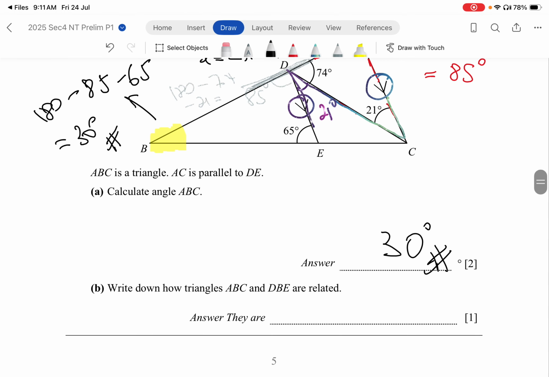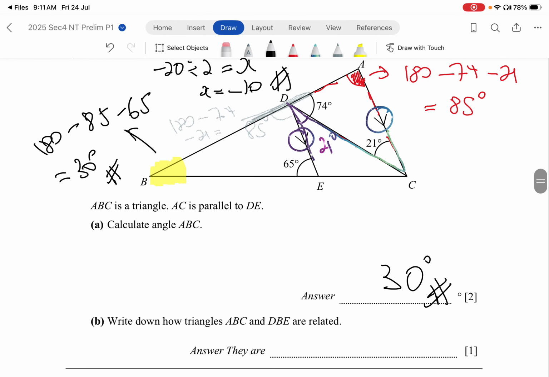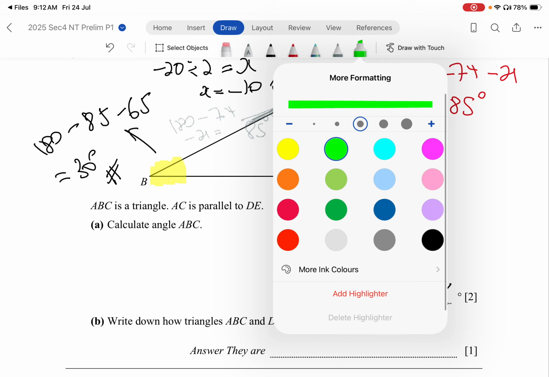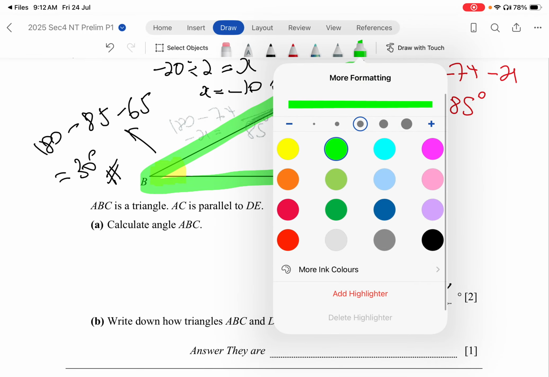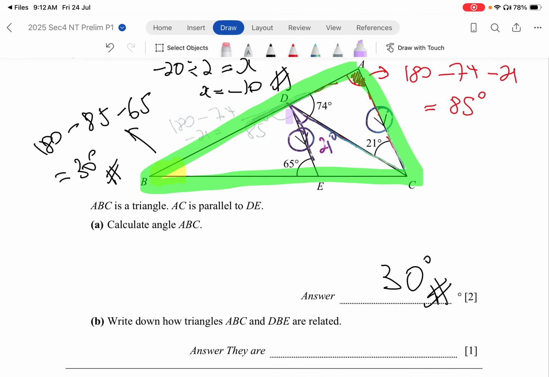Then how are ABC and DCE related? Can you see? ABC and DCE, they have the same angles. They actually have the same angles, so they are similar. Okay, so they are similar triangles. For this, they are similar triangles.